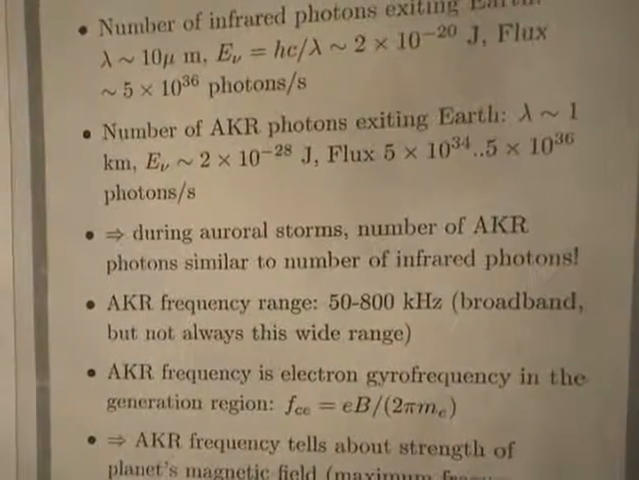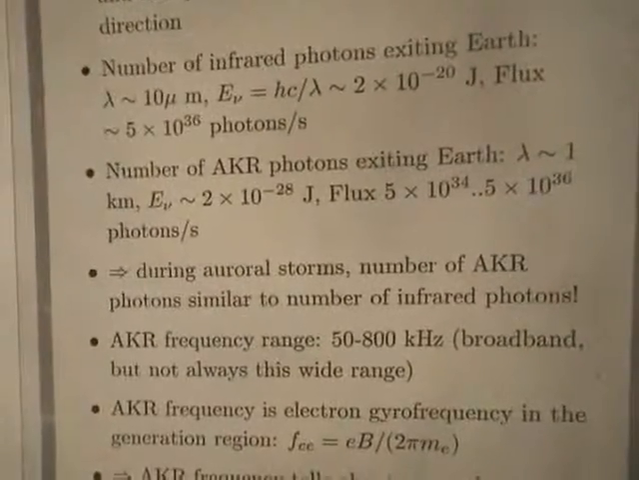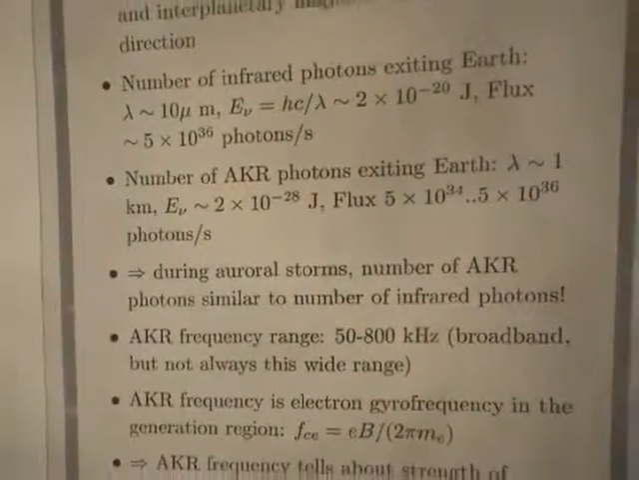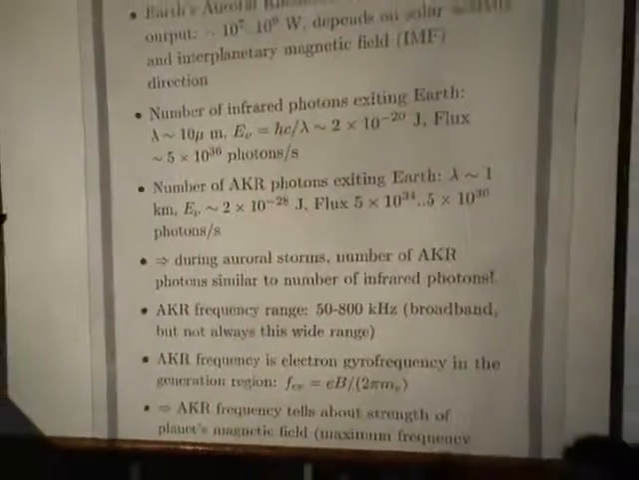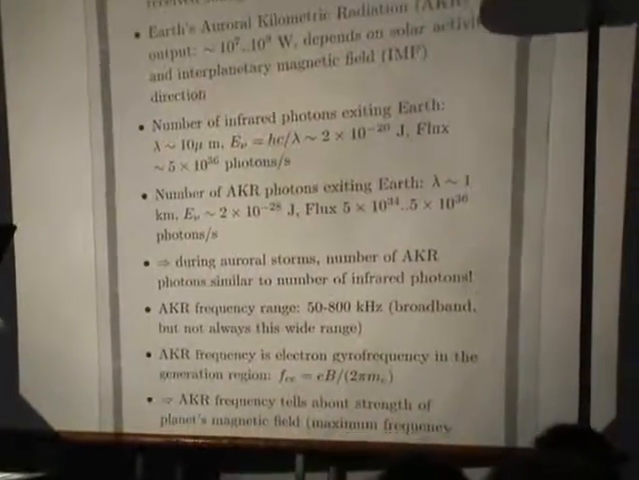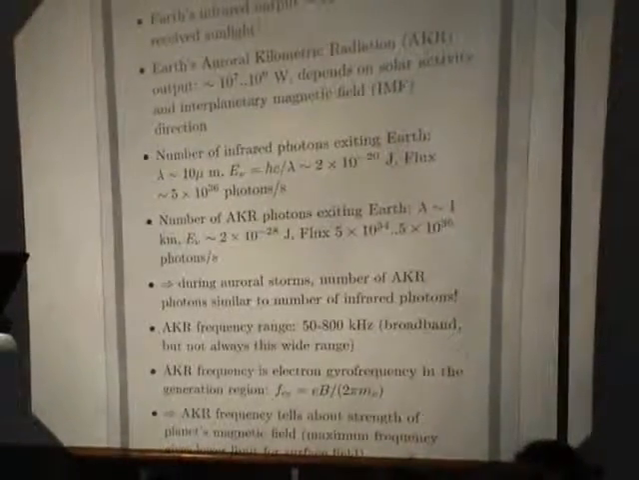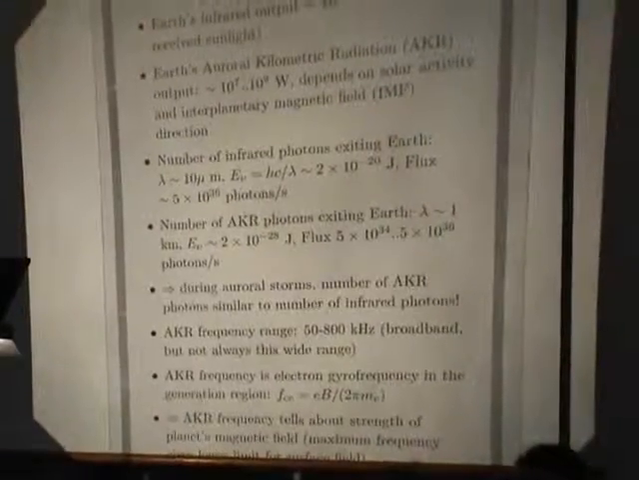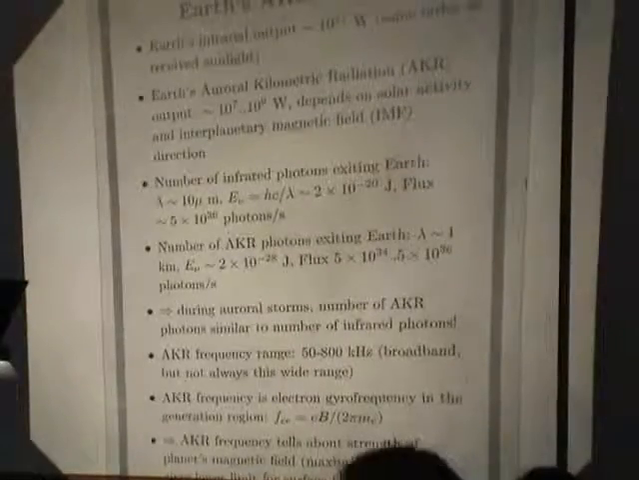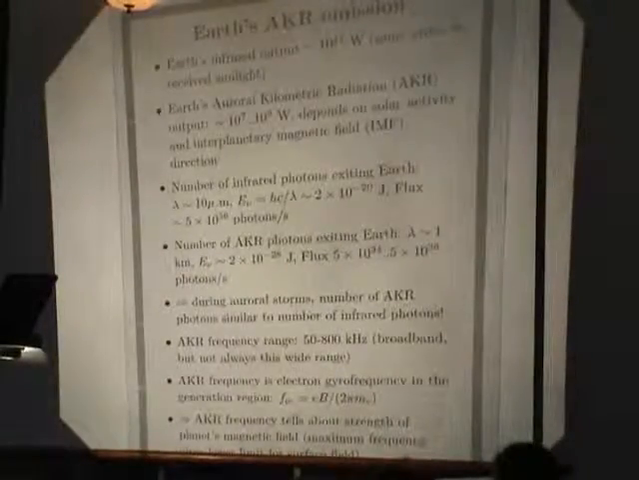First, some facts about the Earth's radio emissions. The Earth's infrared output is about 10 to 17 watts. And then the Earth's auroral regions emit radio waves with a maximum power of about 1 gigawatt. The number varies quite a lot depending on solar activity and the interplanetary magnetic field direction.